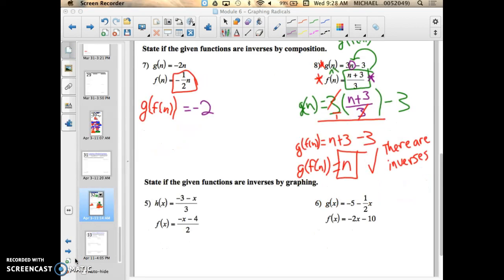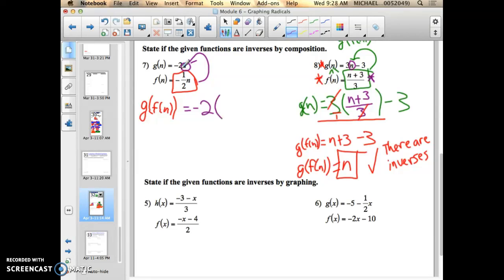At this point, you should have paused the video and tried to compose f of n into g of n, and this is the process for that. In g of n, I need to replace the variable n of the g of n function and put that into it. So I'm going to write parentheses, -2, not times n anymore, but times this new function f of n. So I'm going to put -1/2 n.